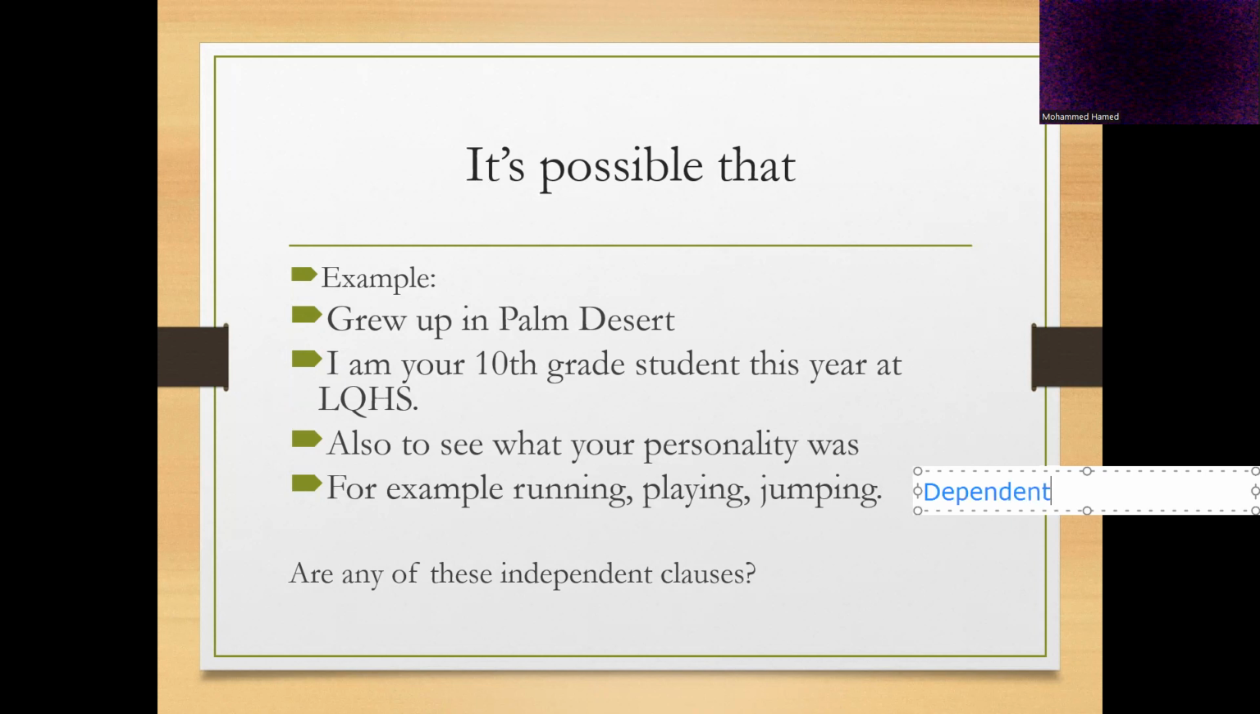Okay. If I said also to see what your person, what is also to see? Like, what's this? Okay. Something is missing in these sentences. But if I said I'm your 10th grade, okay, so this is independent one.